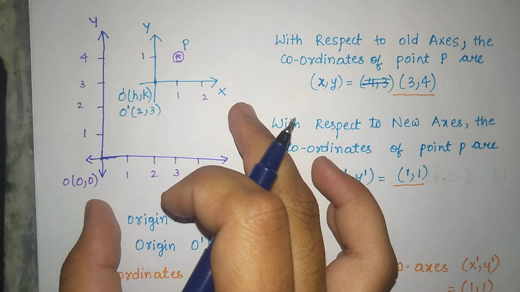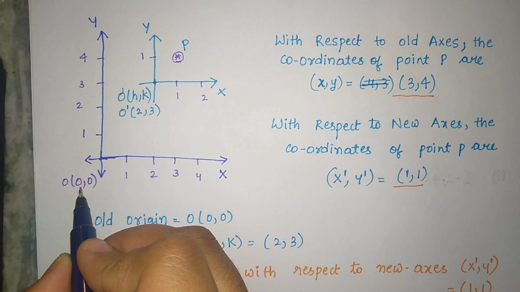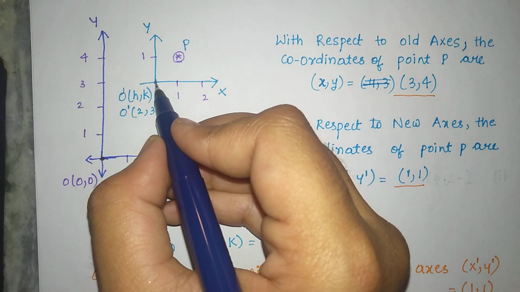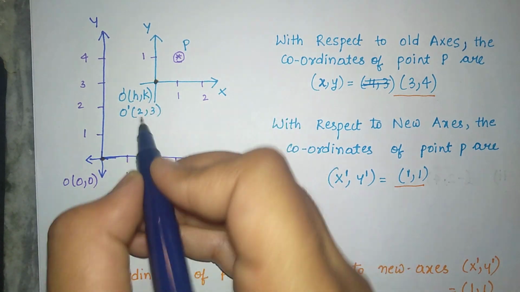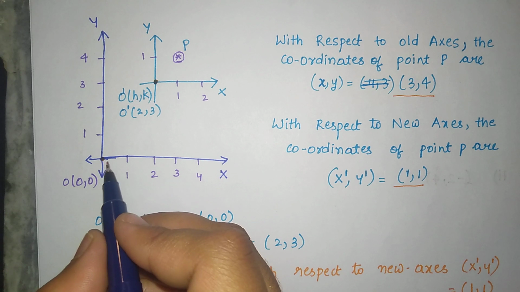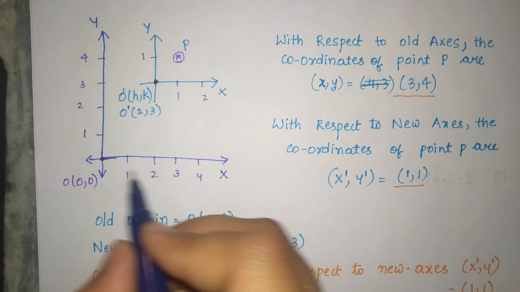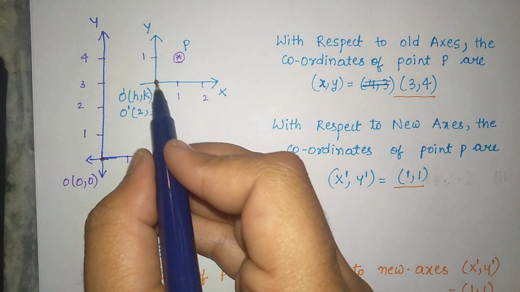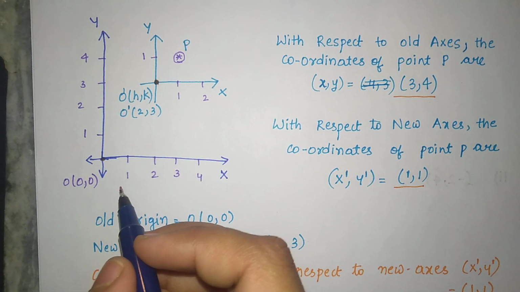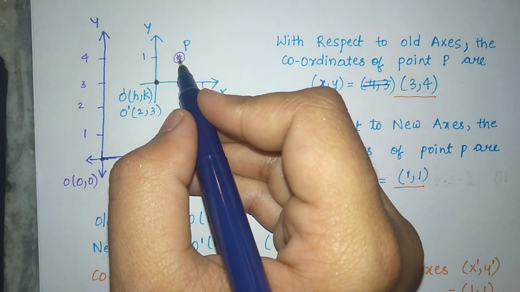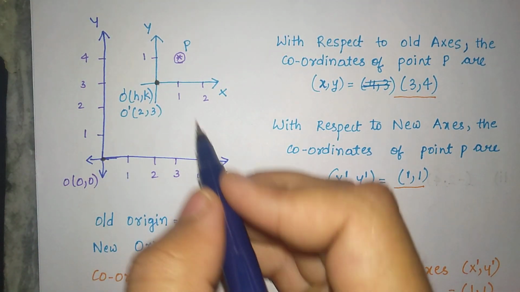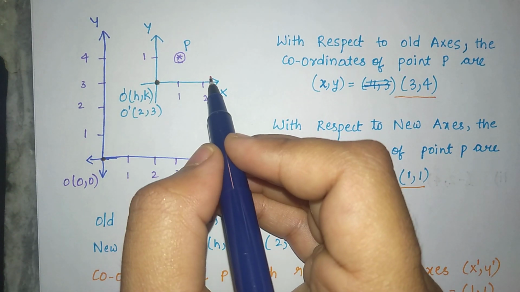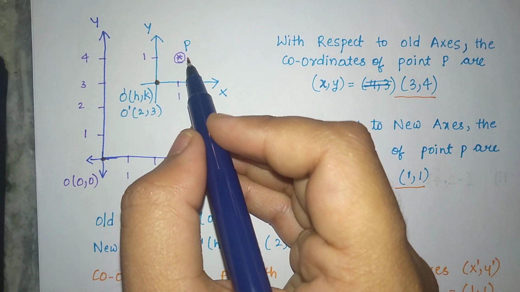So consider this coordinate plane. This is the origin. This origin has been shifted to this point h comma k, that is 2 comma 3. See here, you can find I have written 1, 2, 3. So the coordinates of the new origin are 2 and 3. With respect to the old axis, all the points will have some different coordinates. But with respect to the new axis, all the coordinates will be changed accordingly.